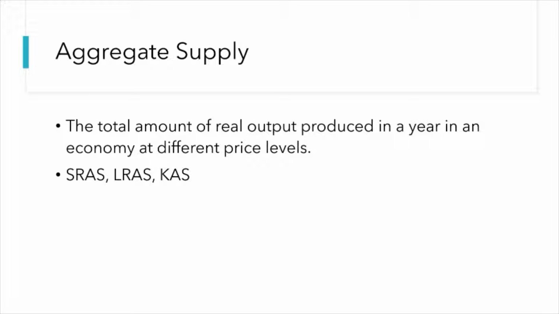Moving on to aggregate supply. Aggregate supply is the total amount of real output produced in a year in an economy at different price levels. So there are three different aggregate supply curves, but in today's video we're going to focus on short-run aggregate supply, which is a new classical concept. There are also the long-run aggregate supply, which is a new classical concept, and Keynesian aggregate supply, which is Keynesian.